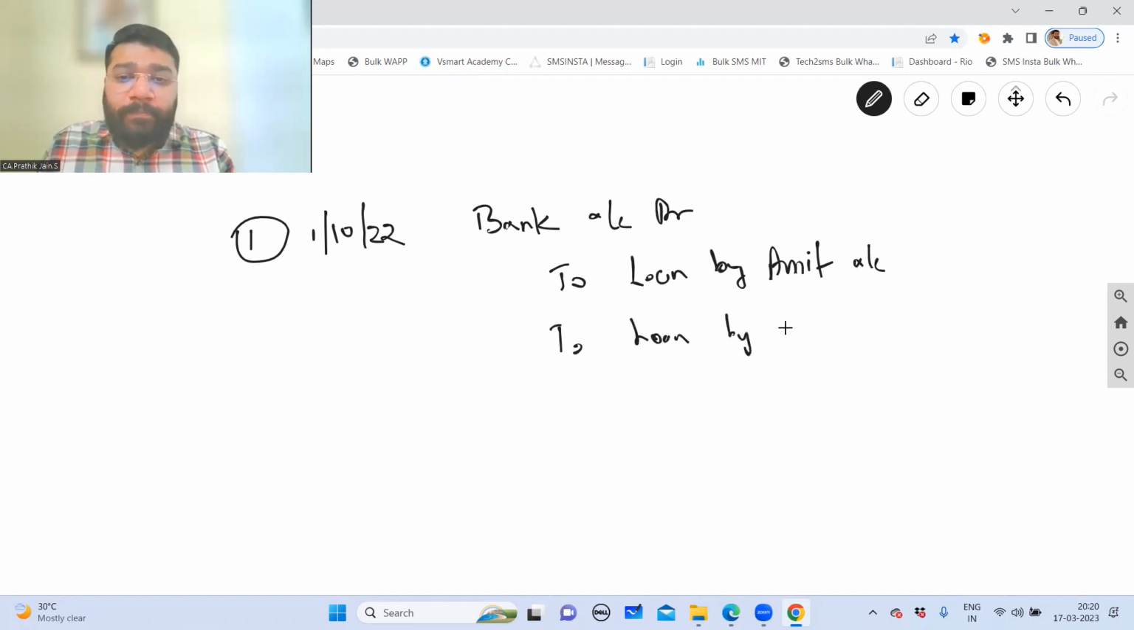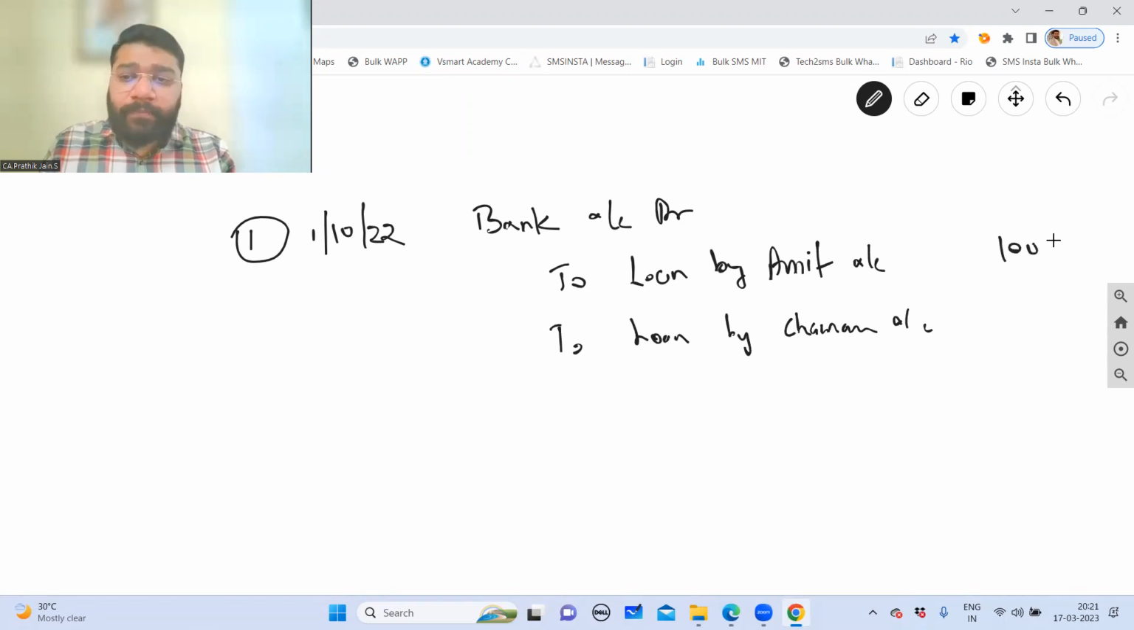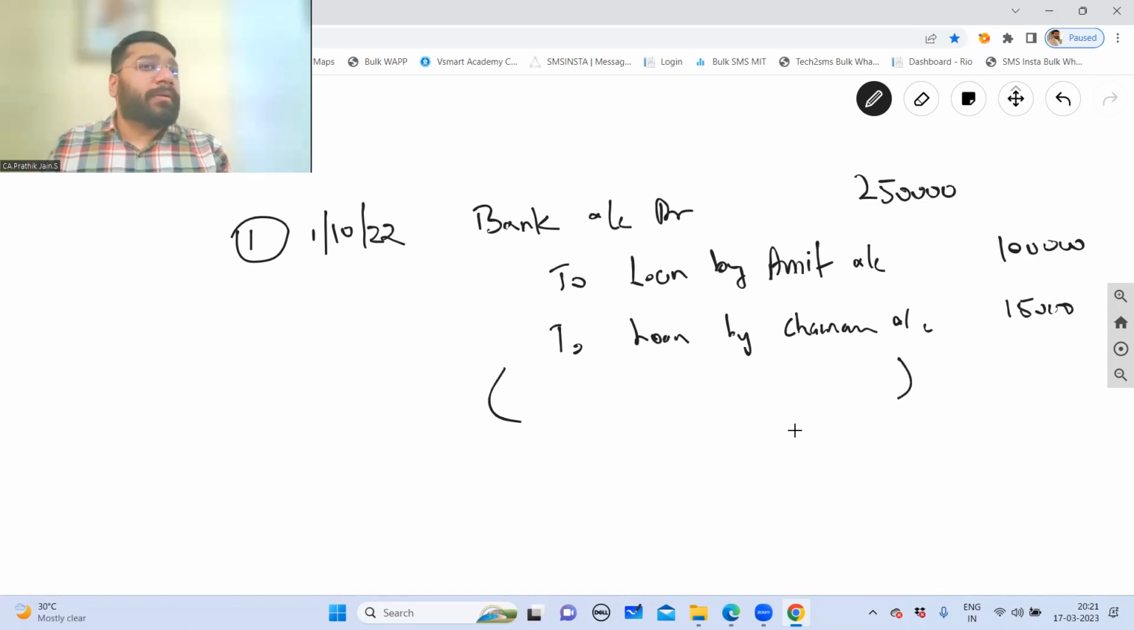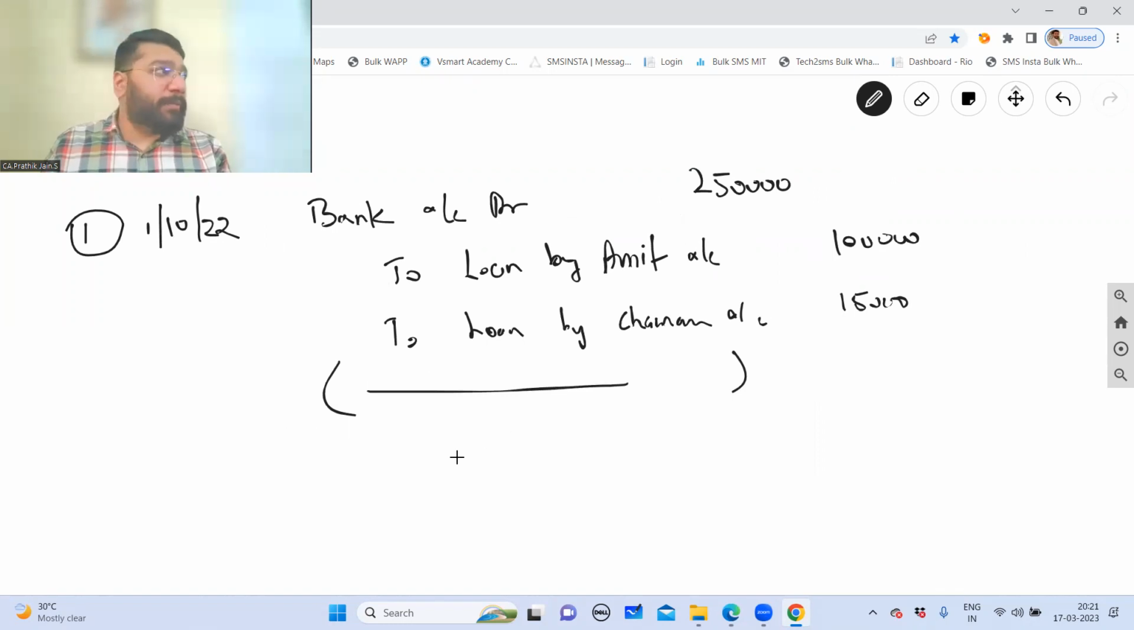To loan by Chaman account. What is the amount? 1 lakh and 1,50,000. Now some people have this habit of writing 1L, 1.5L. It's not allowed. You write the full 2,50,000, 1 lakh and 150. And some people don't have the habit of writing narration. Being loan taken from Amit and Chaman. Any English language you can write, no hard and fast. But no narration, no mark.